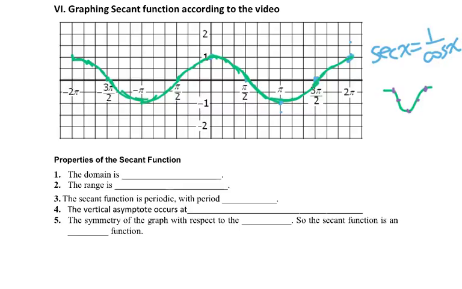First of all, find the x-intercepts. Then draw the vertical asymptote lines. Then find the maximum or minimum points, because when you take the reciprocal, that's still 1. So we draw like this.